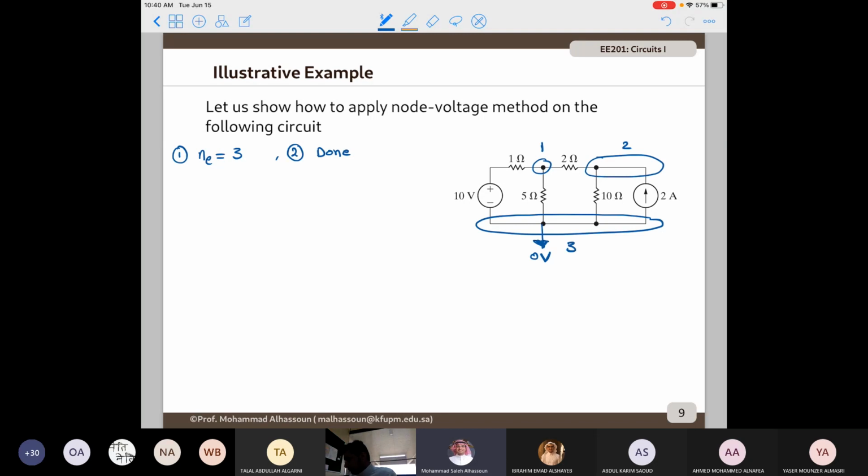Yes, Abdullah. Doctor, if I have 2 nodes with the same number of branches, which one should I choose? In this case, it's better to choose the one that connects to the voltage source.